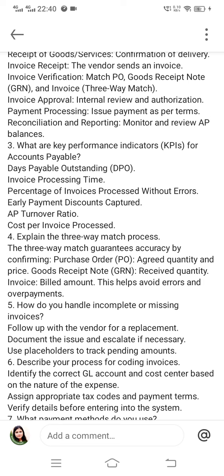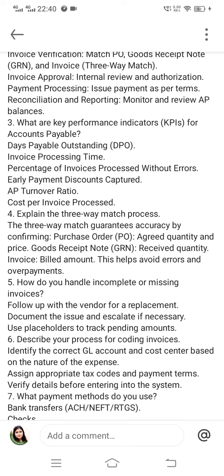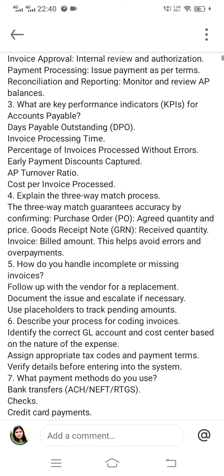First is days payable outstanding. So it is basically checking the days payable outstanding to the vendor. Then the invoice processing time, how much time we have taken to process a certain invoice. And percentage of invoices, so we have to check whether the invoices are processed without any error, so we should not have made any error. So that is one of the KPIs.